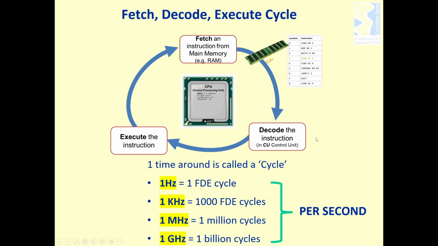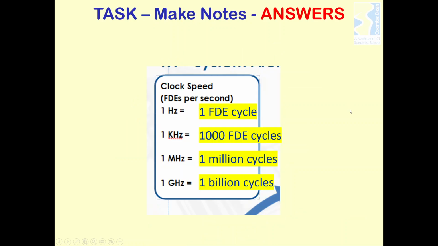Okay? So on your sheet, make those down now, please. 1 hertz is 1 FDE cycle. 1 kilohertz is 1,000 FDE cycles. 1 megahertz is 1,000,000 cycles per second. And 1 gigahertz is 1,000,000,000 cycles per second.